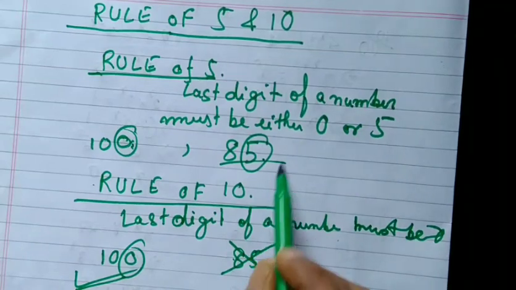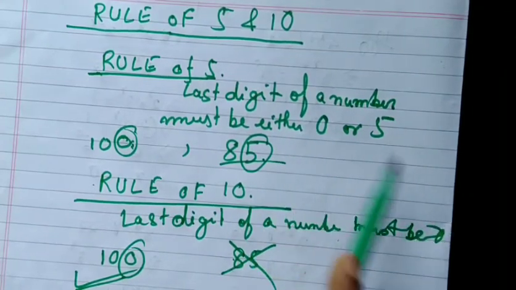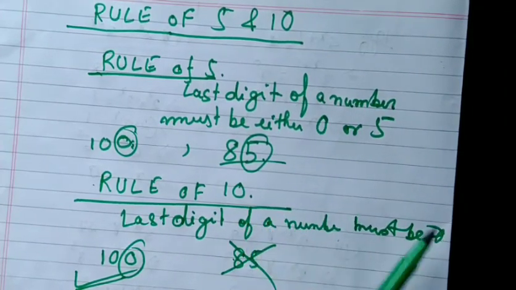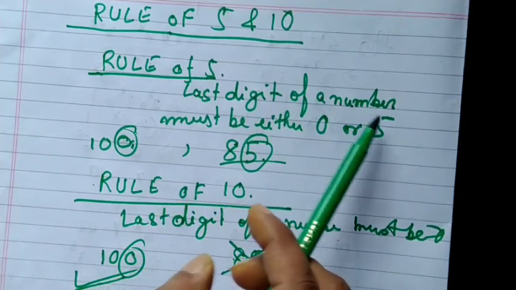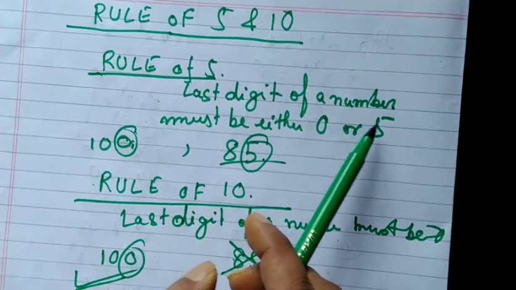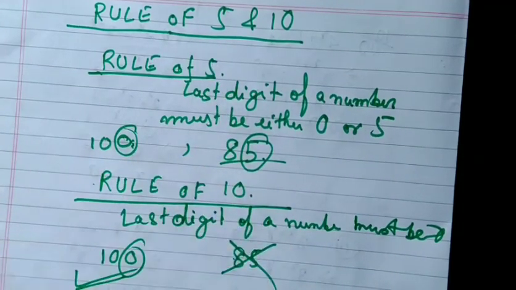Because the rule says one thing is common in both rules. The last digit 0. If the last digit is 0, it is divisible both by 10 and 5. But in case the last digit is 5, it is only divisible by 5.